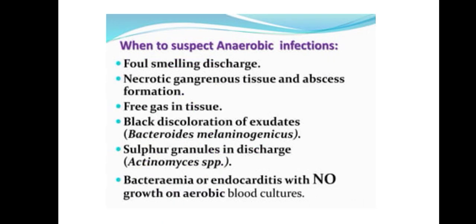So when to suspect anaerobic infection? If the person has foul smelling discharges or necrotic gangrenous tissue and abscess formation and free gas in tissues, and also black discoloration of exudates, sulfur granules in discharges, and finally bacteremia or endocarditis with no growth on aerobic blood cultures.